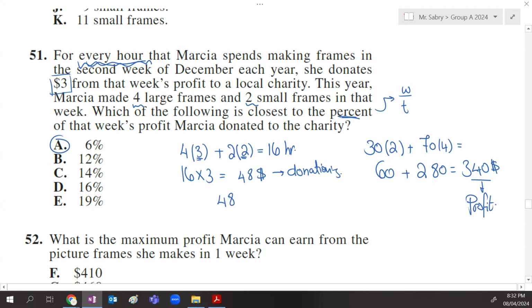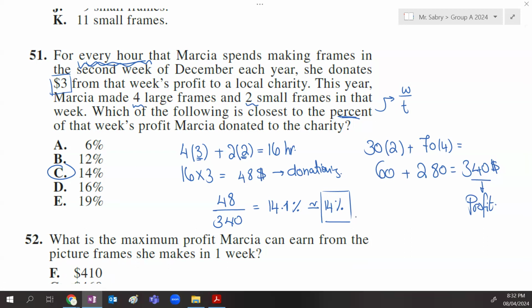So the 48 is what percent of the profit? 48 over 340. That's 14.1%, the closest would be 14%. So the answer is actually C. Does that make sense? This question is really tricky. Are we good?